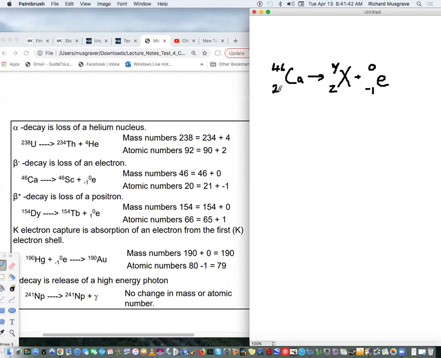Calcium has an atomic number of 20. So when we do the math here, we can see that Y is going to be 46. Z is going to be 21, not 20. 21 minus 1 is 20, right? And that would be Sc if we look it up on the periodic table. Okay.